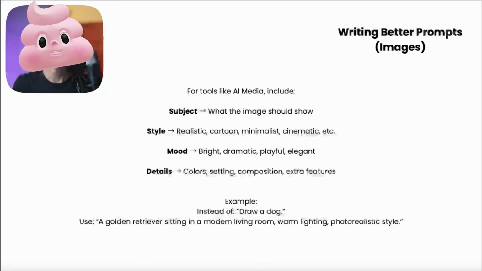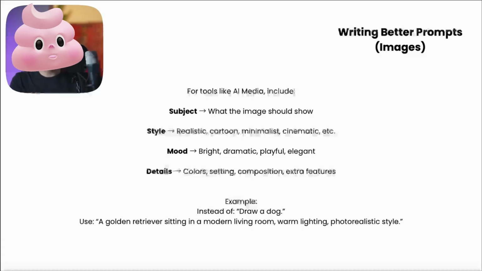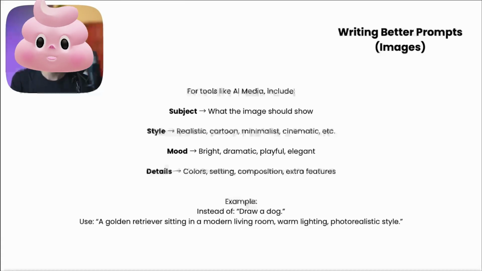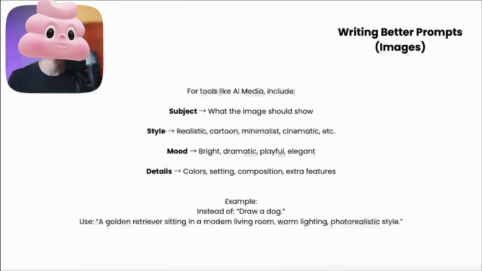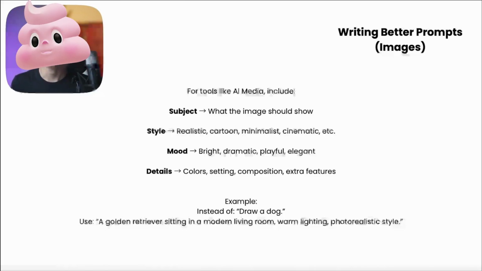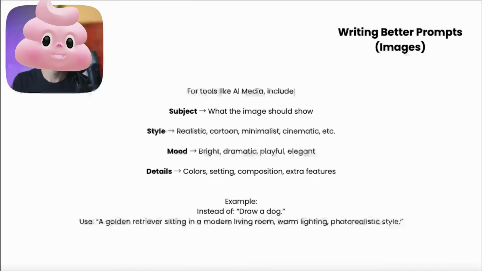So moving on, the same thing we can do on image prompts. So there are, again, some different parameters that can be tweaked when it comes to image prompts, right? So again, for tools like AI Media, and this also includes video, of course, the variables that you can tweak are first of all the subject. So what should the image show? The style, is it realistic? Is it cartoonish? Is it minimalistic, cinematic? What is it? The mood. So again, bright, dramatic, playful, or elegant, and the details.